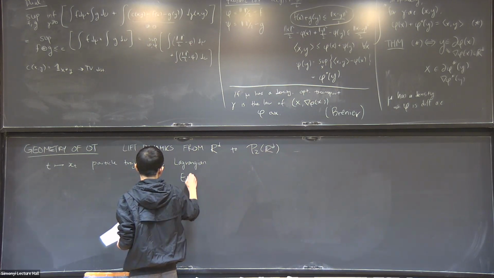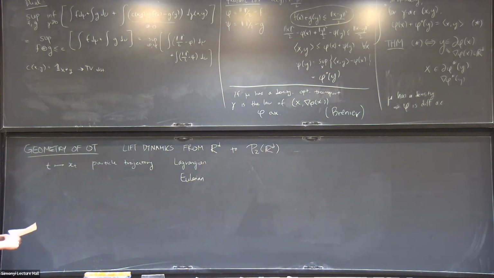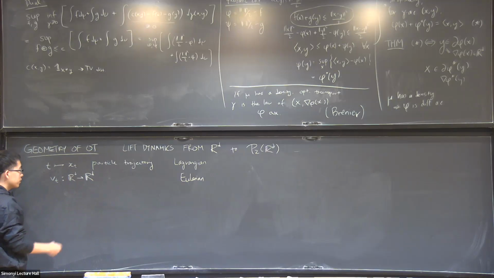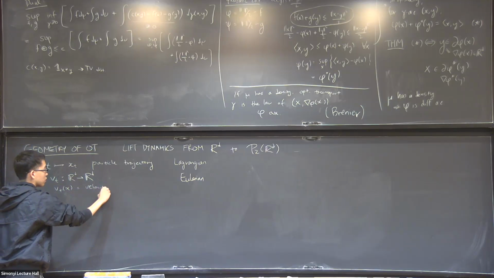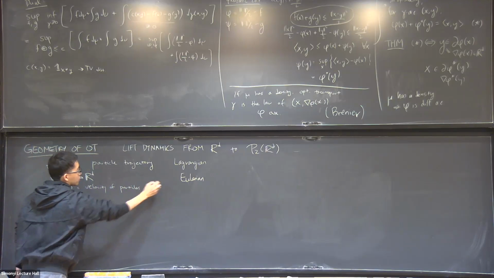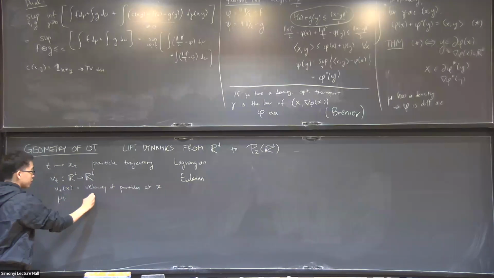So let's talk about the Eulerian view. You might think this Eulerian perspective is going to be more relevant to optimal transport because we want to understand the evolution of the density. The Eulerian view is that you have a velocity vector field for each time. This is a vector field. It assigns to every point of space a vector, so that v_t(x) is supposed to be the velocity of particles at x. And you also keep track of the mass density.